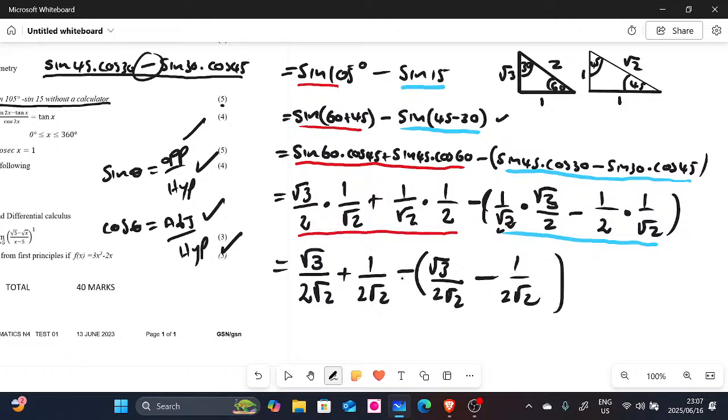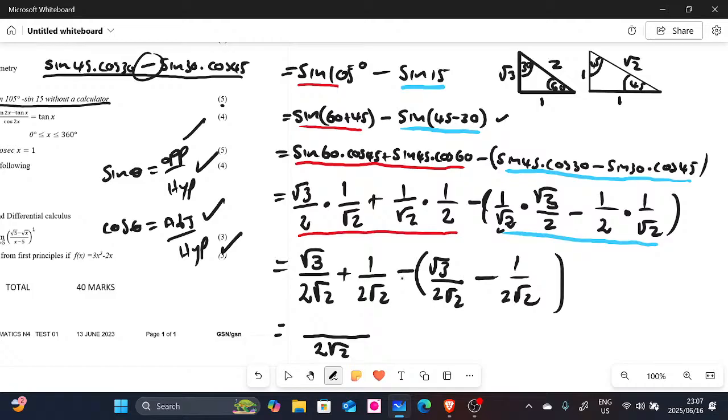You guys see? Now, we are moving, guys. We are moving. So, as you can see, this one here, the denominator is 2 root 2, guys, right? It's the same. So, the numerator, they must just add. So, you can write it like this. Underneath here, you can put only one denominator.